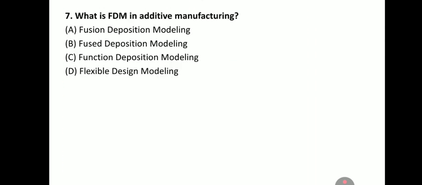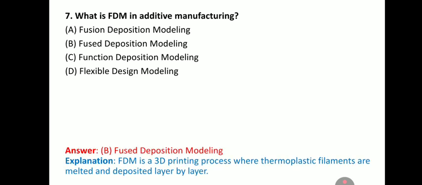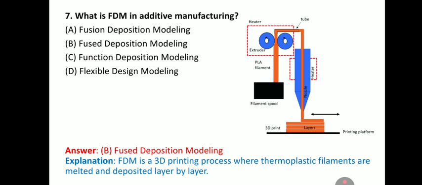Next question, what is FDM in additive manufacturing? The answer is fused deposition modeling. So here you can see the FDM process where the PLA filament is used. It is then heated and melted in the heater and deposited with the help of a nozzle in the form of various layers. So this process is known as FDM, fused deposition modeling.